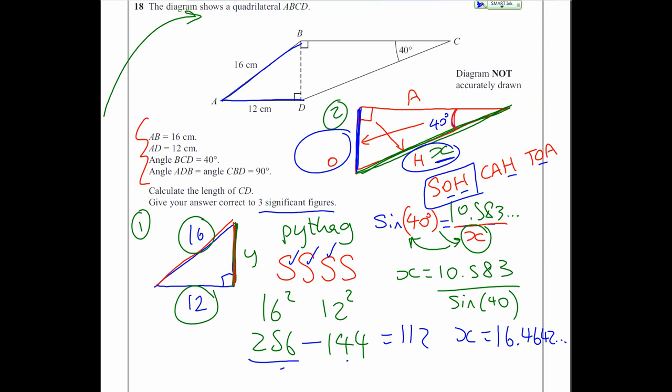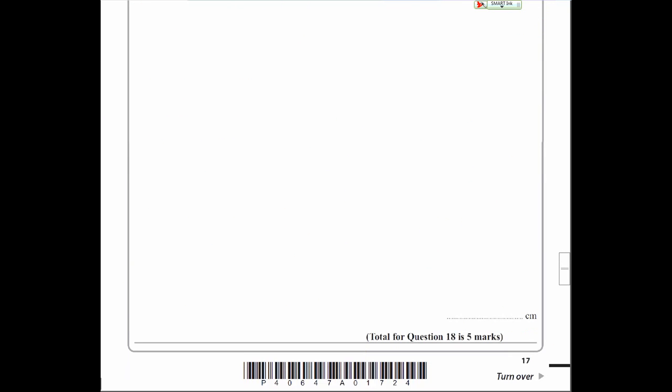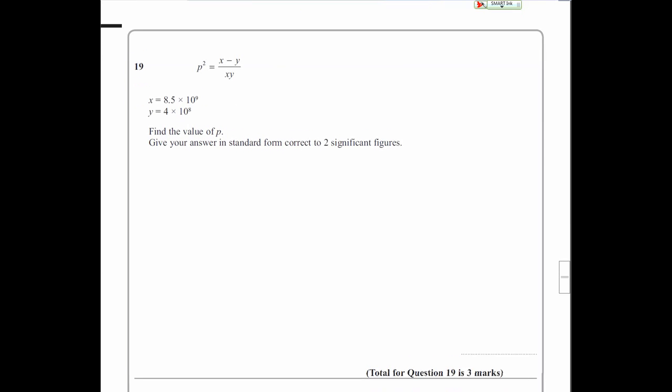16.4642, etc. We want 3 significant figures, so it's testing our rounding again. 1, 2, 3 numbers. Look at the 6. 6 is going to round the 4 up. So x is 16.5 centimeters. Okay, so that length is 16.5 centimeters to 3 significant figures. Quite a large question. The hardest bit of that question is realizing what you had to do. But you get rewarded for it with 5 marks.